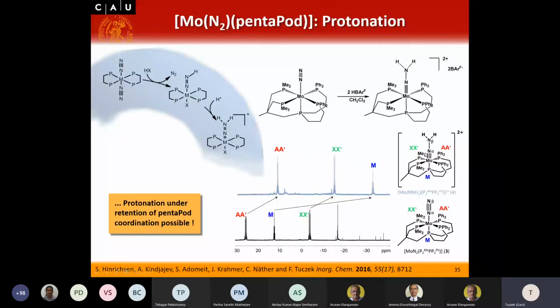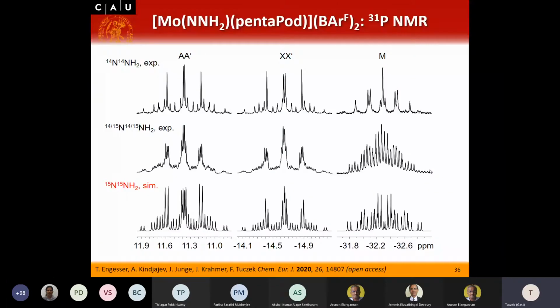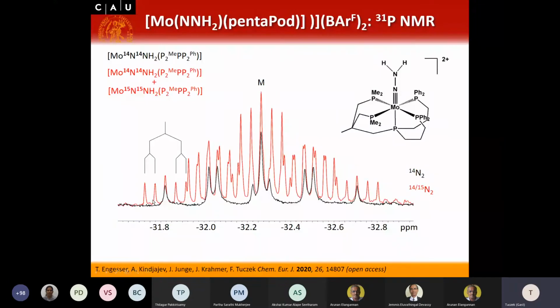And we also studied the 31P NMR spectra of this complex, and again I go to the M spectrum, and again we have this mixture of the 14N and the 15N. So in black you see the 14N, and here you see the 15N, and now we see that it's all symmetric.